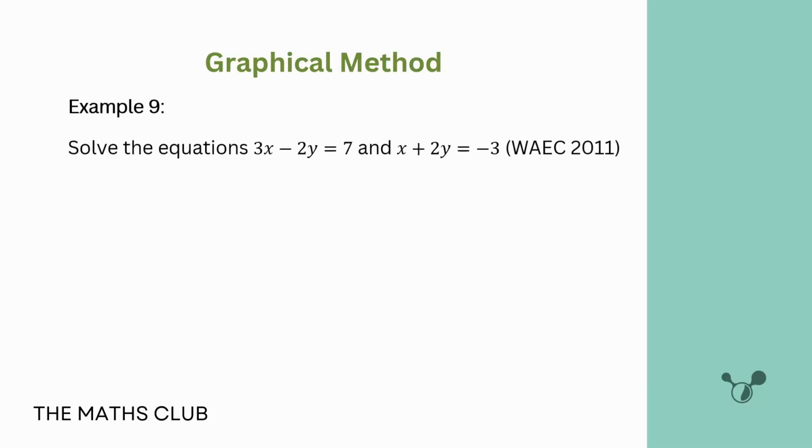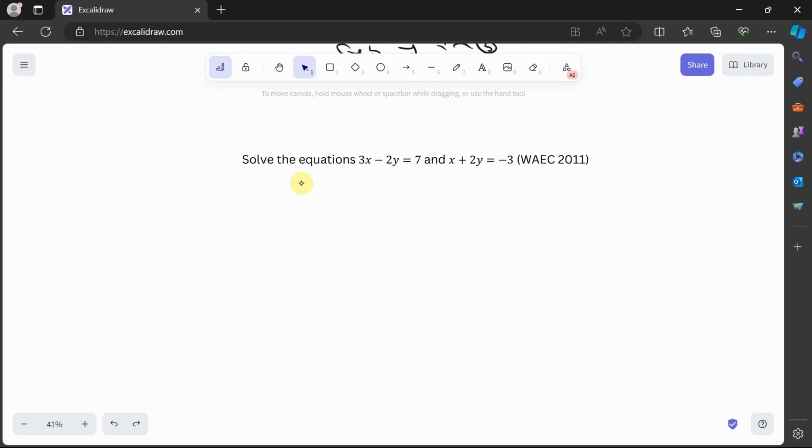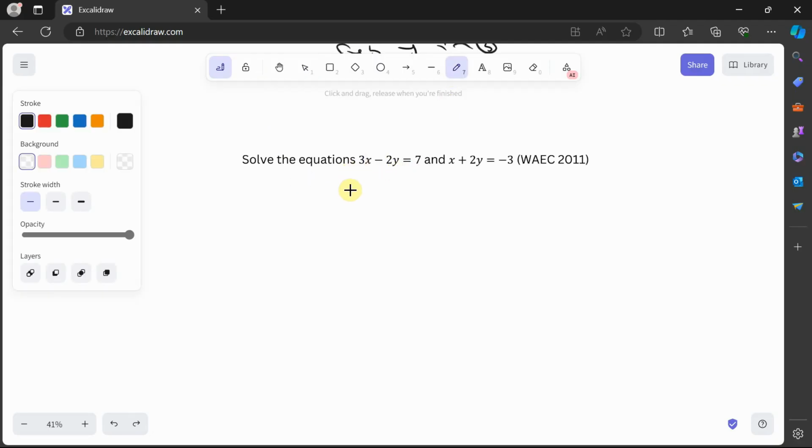This example says that we should solve the equations 3x minus 2y is equal to 7 and x plus 2y is equal to minus 3. We've solved this particular question using one of the previous methods, I think it was the elimination method. But now we want to use the graphical method to solve it. To solve this, we have to do something interesting. We have to make y the subject of the formula for each of the equations.